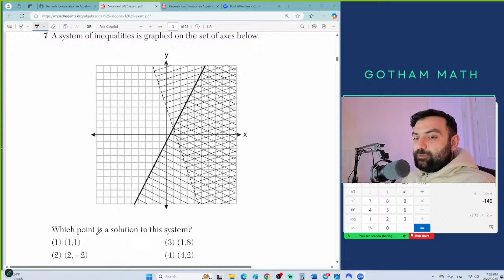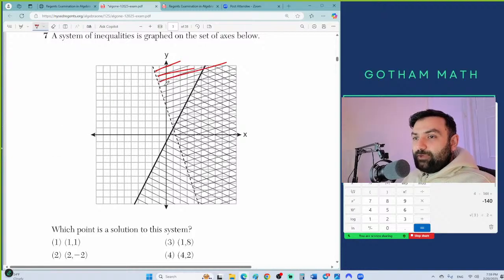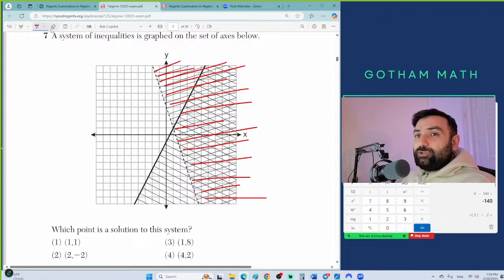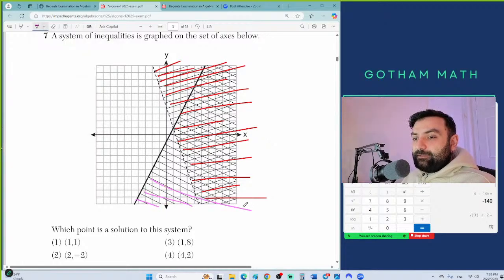It says, which point is the solution to the system? The solutions of the system are the points where the double shading is happening, and the double shading is happening in this region. I'll do it with different colors. The dashed line solutions come from the right of it, like this. The solutions of the solid line come from the right of the solid line.